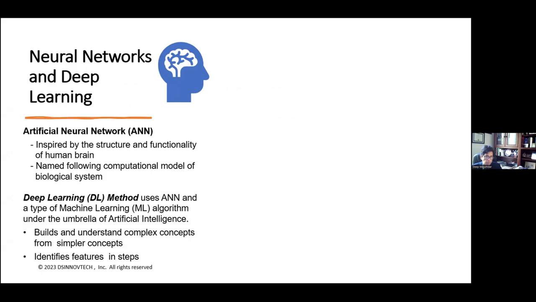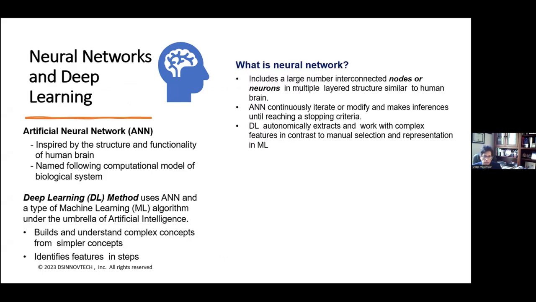A quick look at the neural network. What does a neural network include? It is inspired by the biological human brain, actually. That's right. It is named following the computational model of the biological system. The deep learning method uses ANN, artificial neural networks, a type of machine learning algorithm under the umbrella of artificial intelligence, and builds to understand complex concepts.